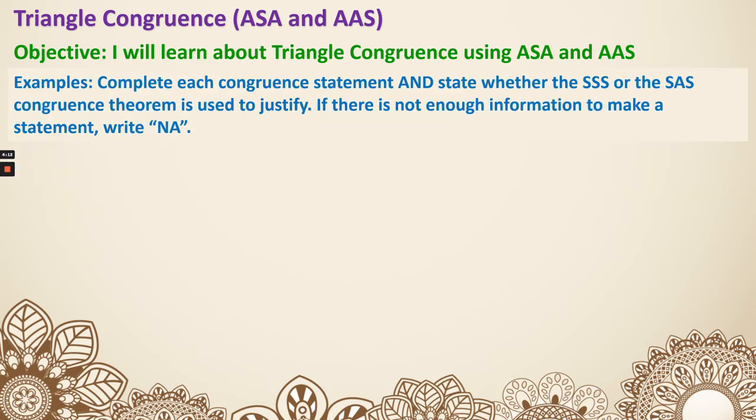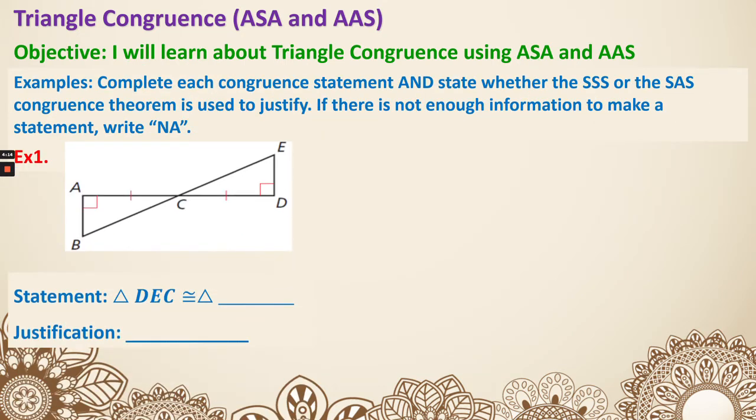Now let's have a look at some examples. Same idea as last lesson. We need to state whether ASA or AAS congruence theorem is used to justify. If there's not enough information, we need to write NA. So first, this one, triangle DEC.